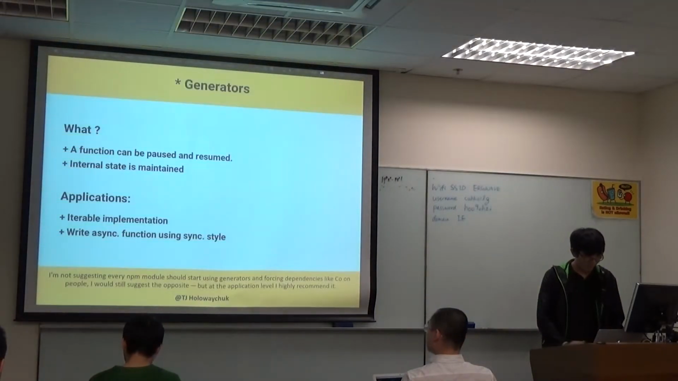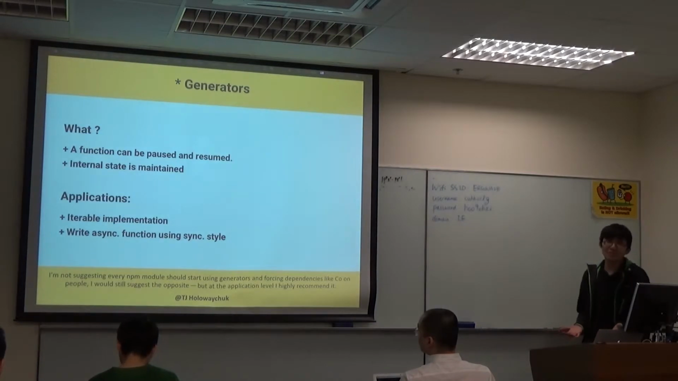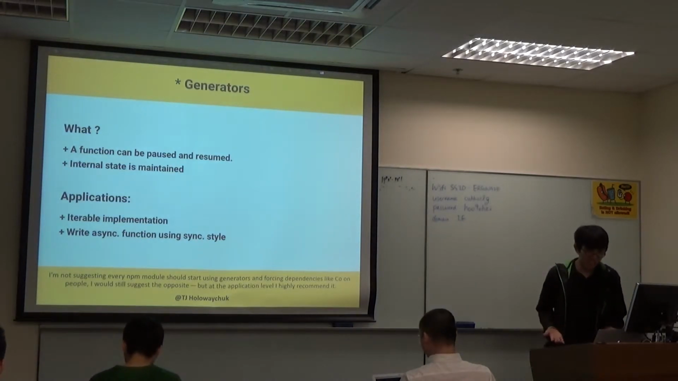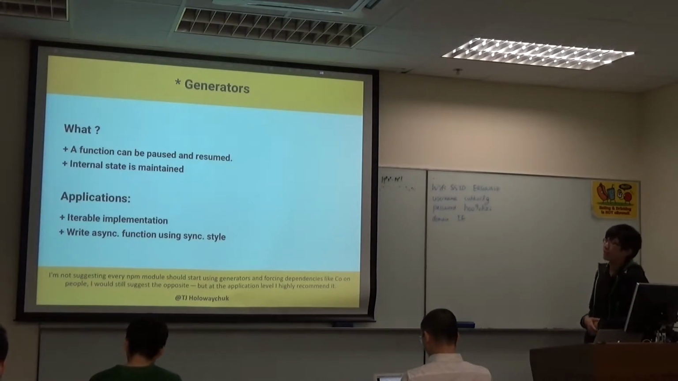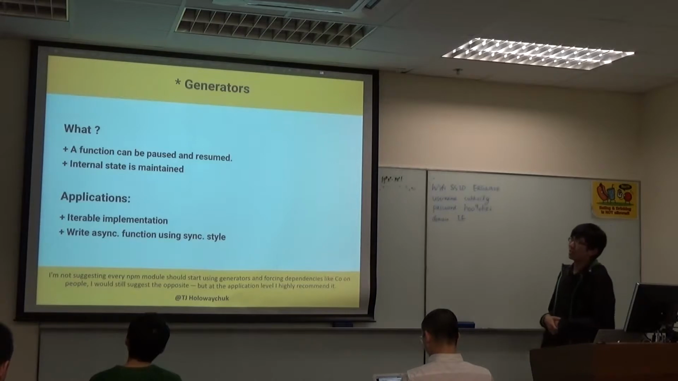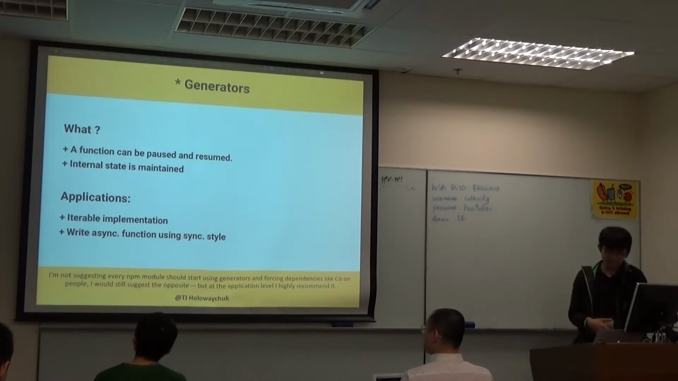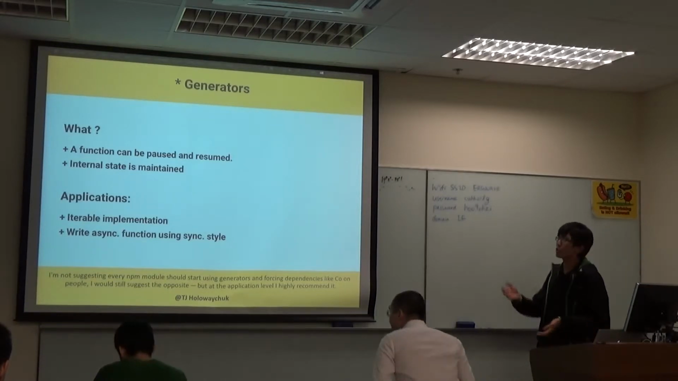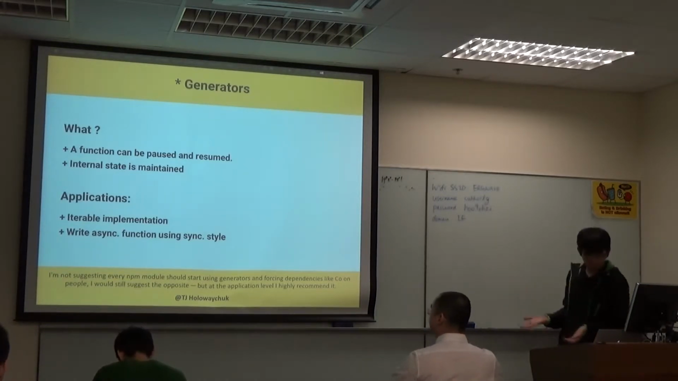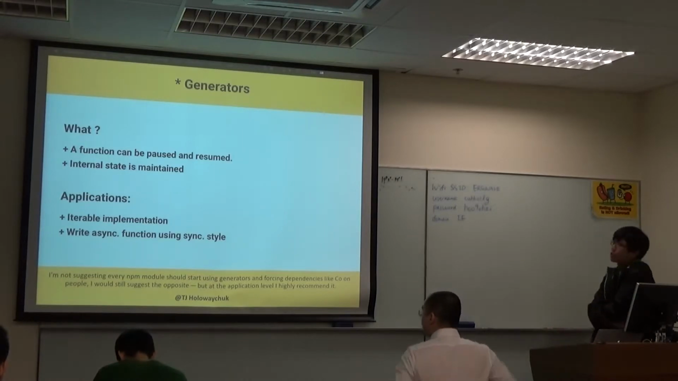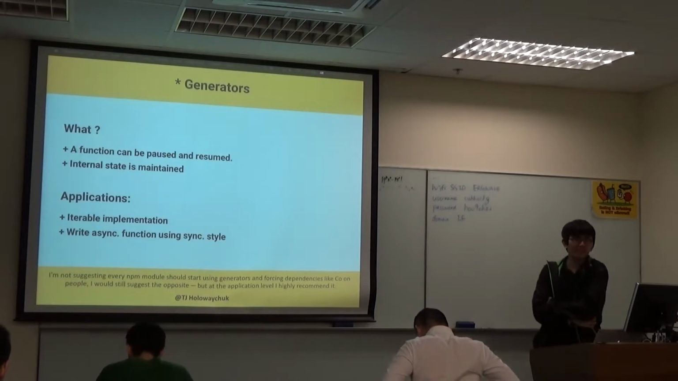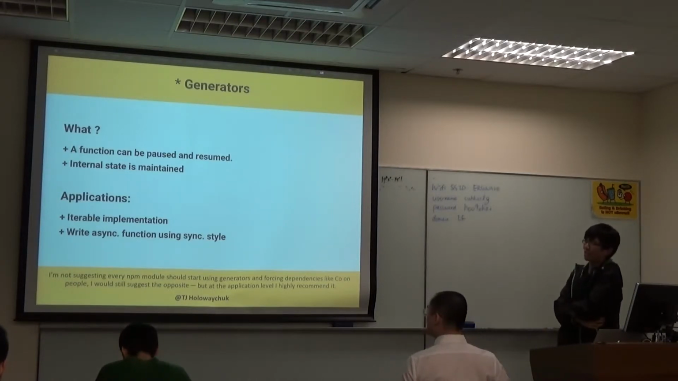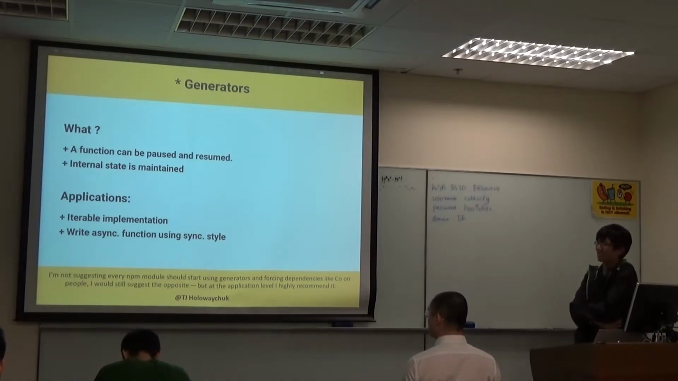Okay. So after Promise, the next big thing is generator. It surprises me a lot because the generator function can be paused and resumed, and its internal state is maintained. That means the values of defined variables are maintained once you resume the function. The application is to implement iterables, and also you can use a generator to write asynchronous code in a synchronous style.